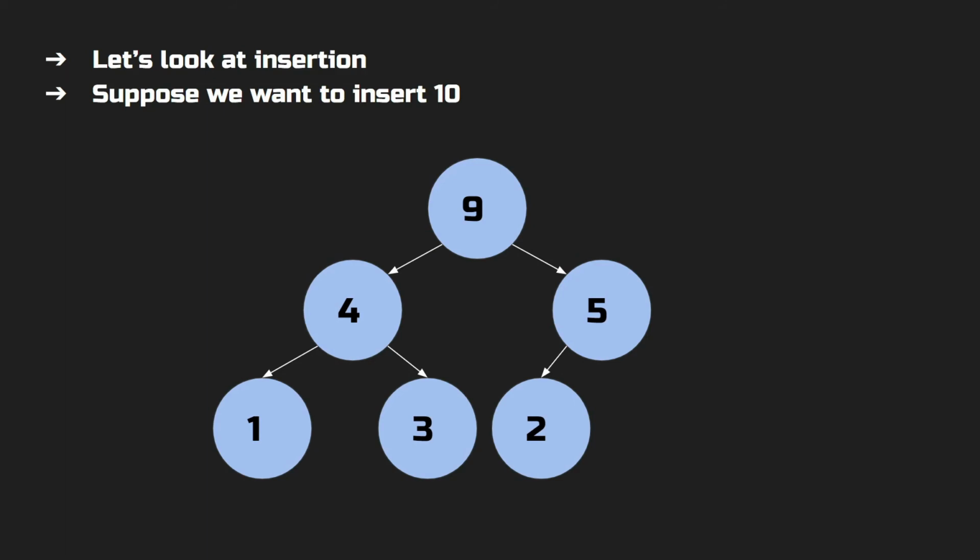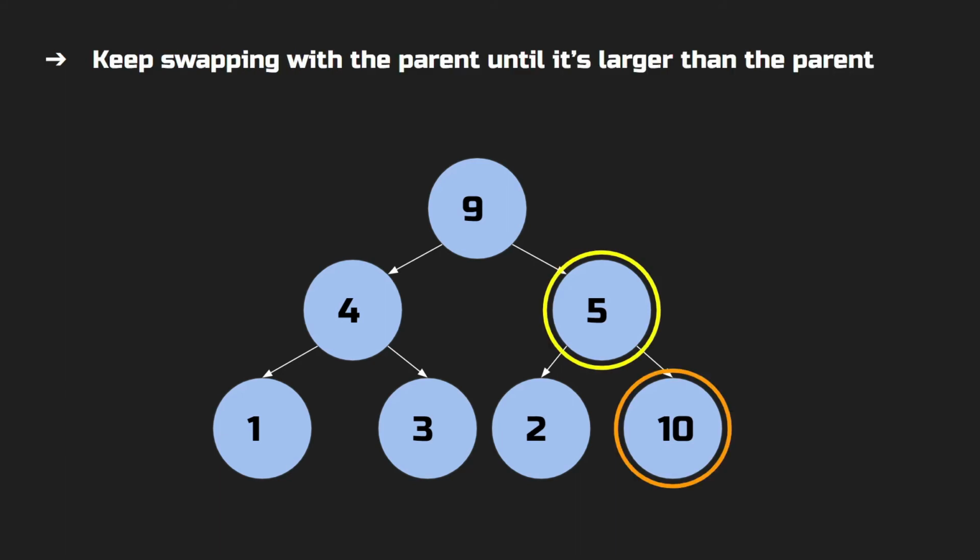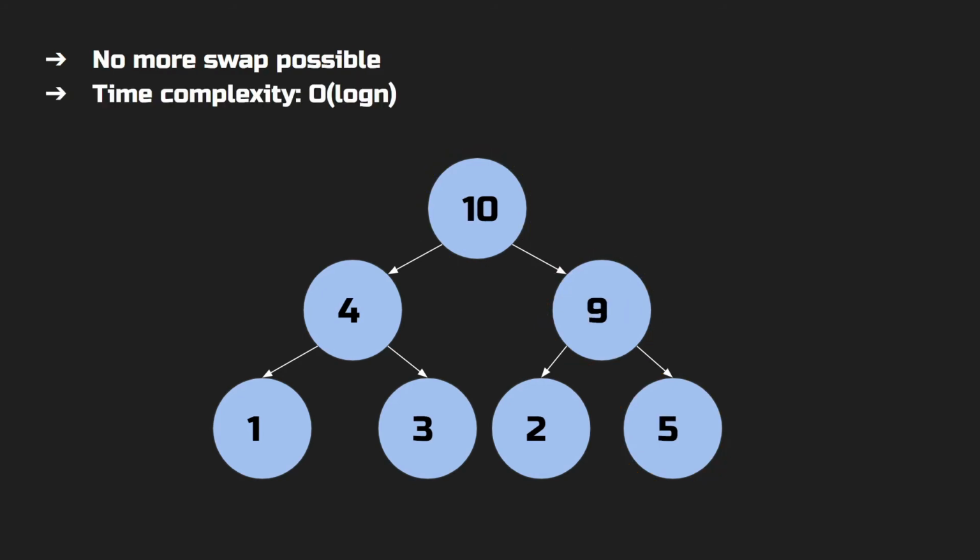Let's see how insertion works. Suppose we want to insert 10. We will add it to the end, and then we will keep swapping with the parent until its value is larger than the parent. So we will compare 5 and 10 and swap the values. Then we will compare 9 and 10 and swap them, and no more swaps are possible. So the time complexity here is big O of log n because we are traversing only the height of the tree.